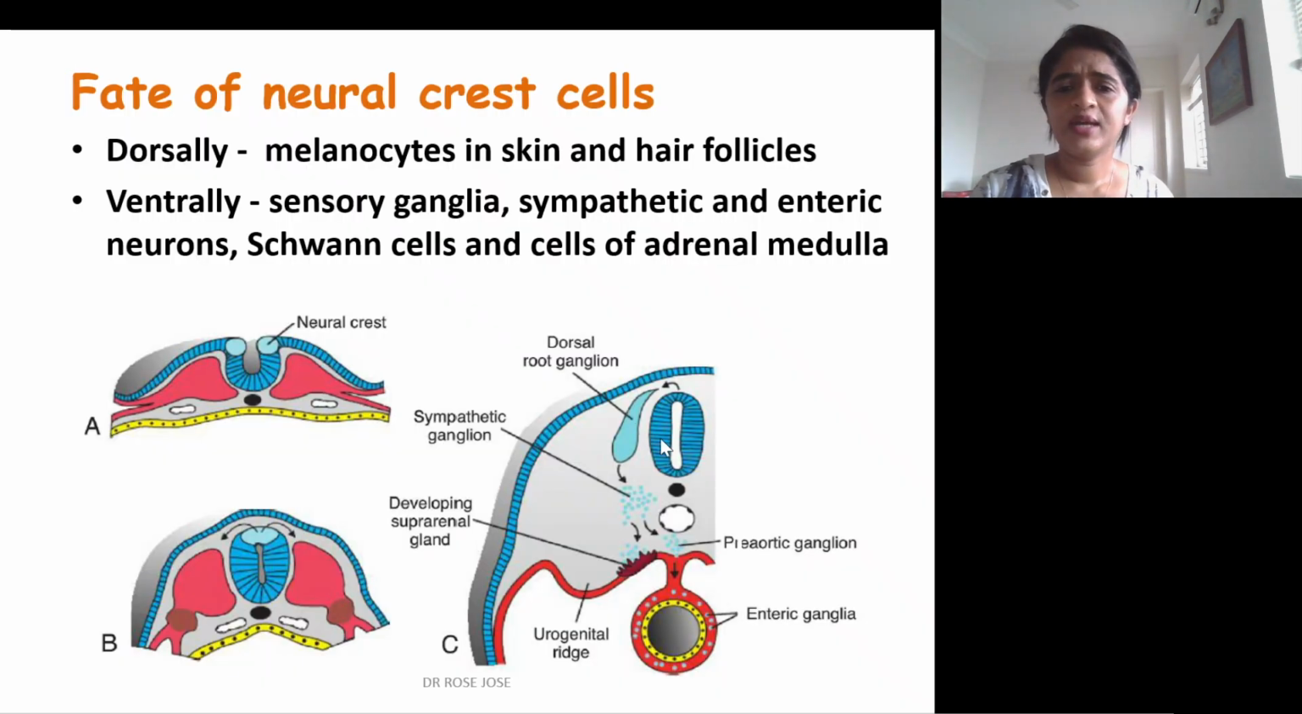As the neural tube is formed, as the neuroectoderm is getting separated from the surface, you can see a group of cells which are lying on either side of the neural tube. They are the neural crest cells, and a portion of it, a dorsal portion, forms the melanocytes and skin and hair follicles, whereas the ventral portion will form the sensory ganglia, sympathetic and enteric neurons, Schwann cells, and cells of the adrenal medulla. Again, a detailed version of the neural crest cells is also mentioned in that series.